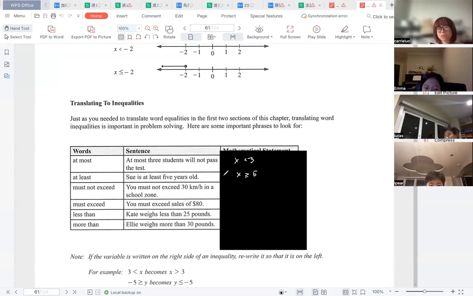You must not exceed 30 kilometers per hour in school zone. Okay, Emma, could you please tell me? Must not exceed. X is smaller than 30. X is smaller or equals to 30. Get it? Exceed, not over. So you can equal this as well. Understand? Okay, so Lucas, you must exceed sales of 80.